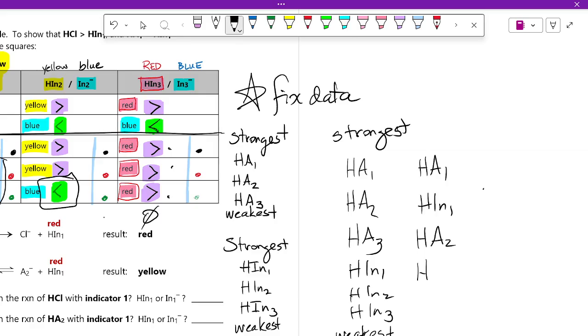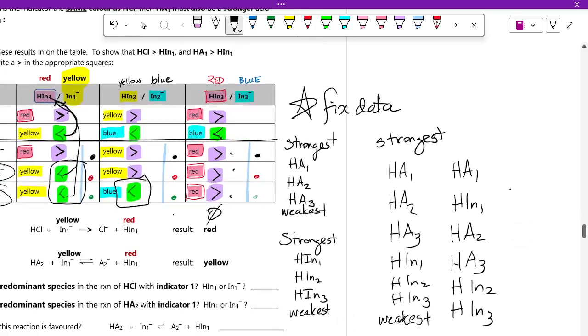HA2, HA3, HIN2, HIN3. How do they all fit together? Can you look at your data and figure that out? Give it a try.